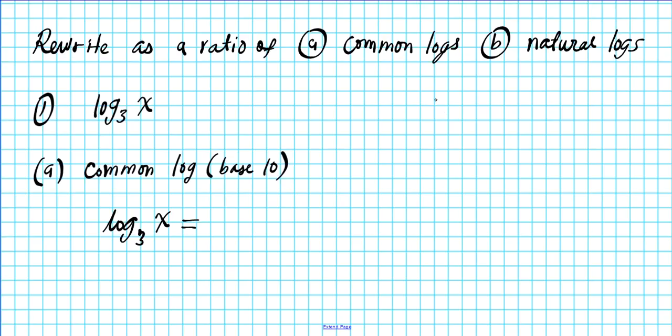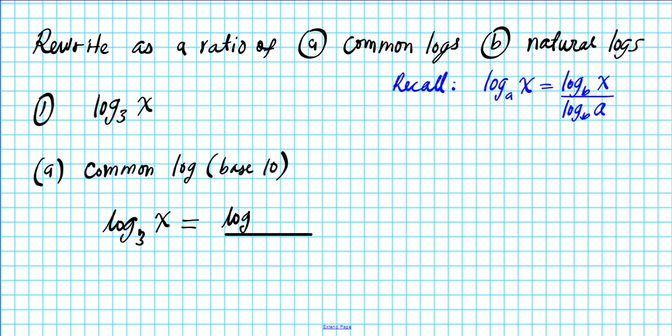Alright, remember your formula, the change of base formula. Log base a of x, if you want to change it to base b, is going to be log base b of the logarithmic argument divided by log base b of the base of the original logarithmic expression. So we're going to apply the formula here, and we're going to have the targeted base, which is 10. So have log in the numerator and log in the denominator.